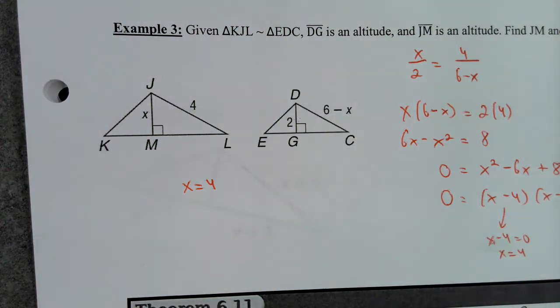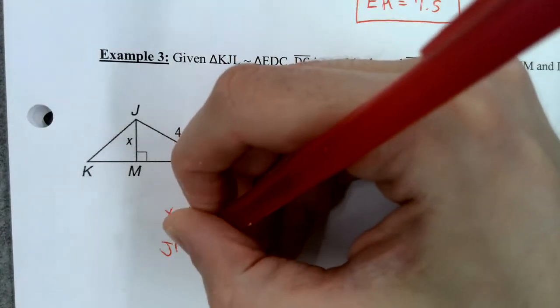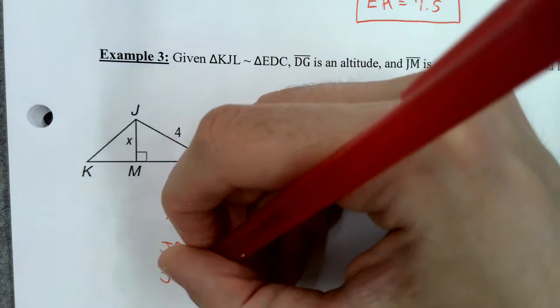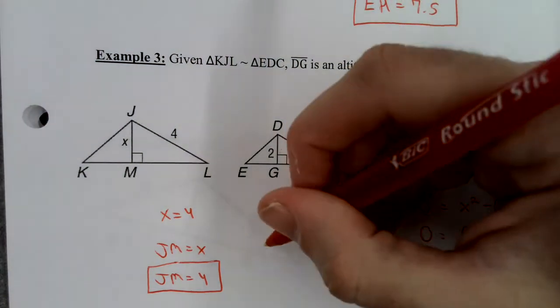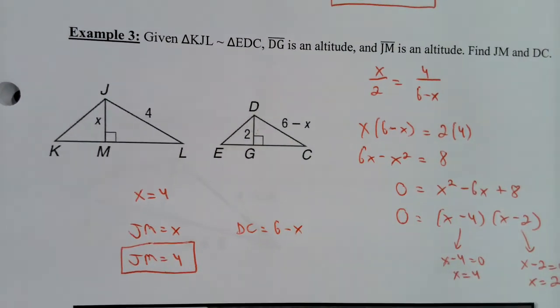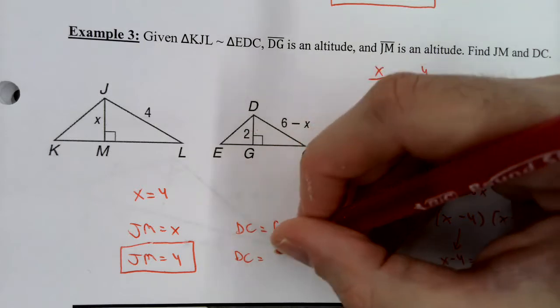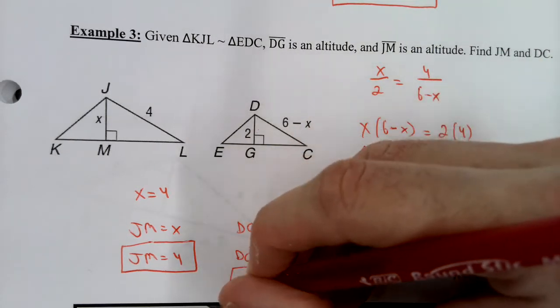Find JM. Well, JM equals x. So JM equals 4. And find DC. DC equals 6 minus x. DC equals 6 minus 4. DC should equal 2.